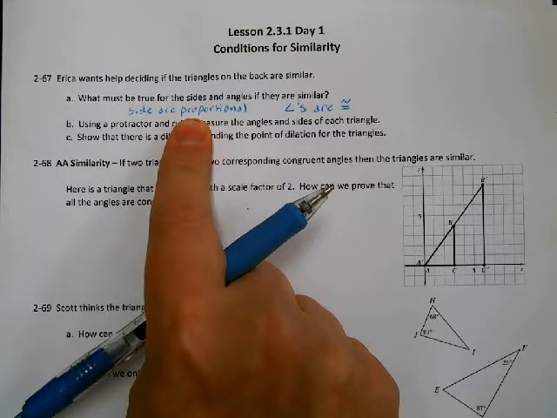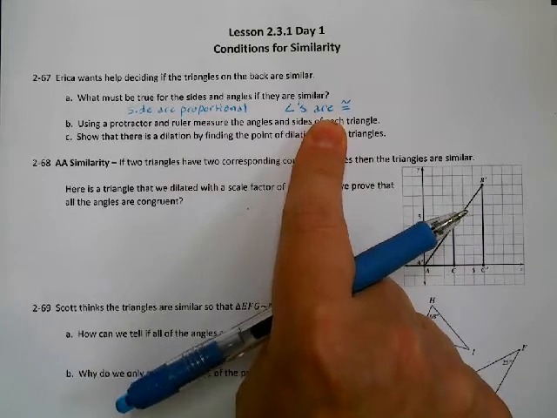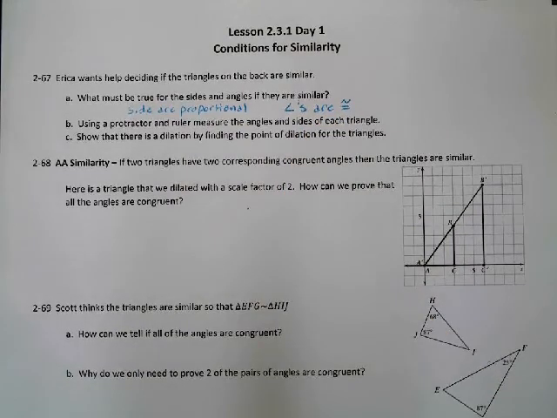Proportional sides means that if you compare the corresponding sides between the two triangles, the ratio or the fraction of those corresponding sides should reduce to the same number. The sides won't be congruent to each other, but they'll have the same scale factor. But the angles are going to be congruent to each other. So we're going to use a protractor, which is what we use to measure angles, and a ruler to show that the sides are proportional and the angles are congruent to each other.